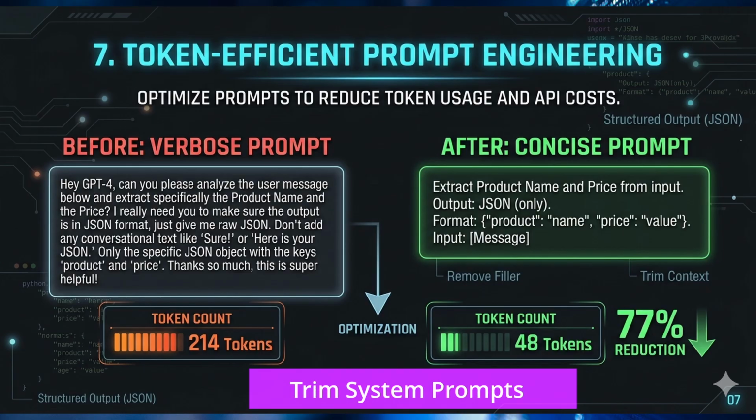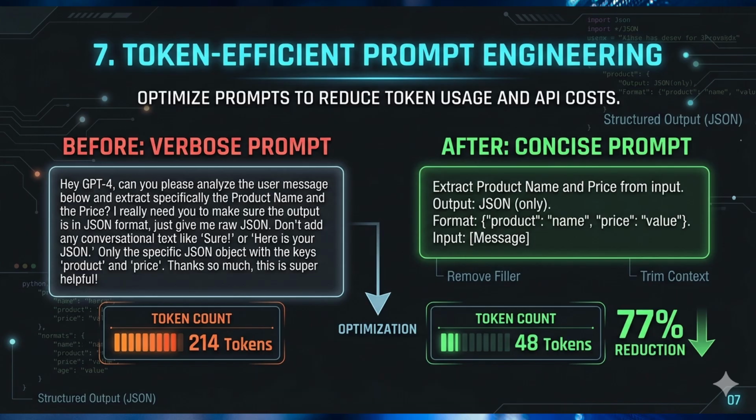Second, trim system prompts. Keep instructions concise and focused. Third, reduce few-shot examples. Use only the minimum examples required. Fourth, set max token limits. This prevents runaway generations. And finally, avoid repetitive context. Good prompt engineering improves both cost and latency. Efficient prompts are a competitive advantage.